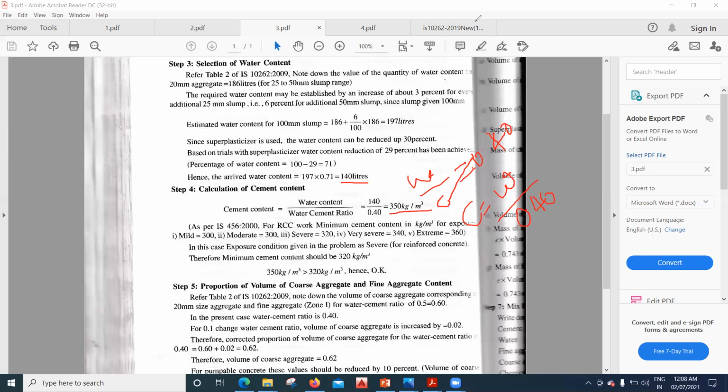Now this is what we are getting. We need to check it with the code. As per IS 456 2000, for RCC work, the minimum cement content in kg per cubic meter for mild exposure should be minimum 300 kg per cubic meter. For moderate, it has to be 300. For severe, it has to be minimum 320. For very severe, it is 340, and for extreme, it is 360.